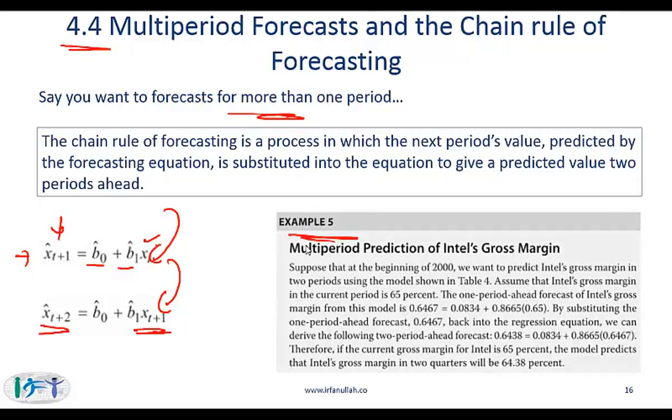Example 5 is a short and sweet example which illustrates the chain rule. I'll have you go through this, but you ran the regression. So with a given value of x, you can predict x in the next period, and then that next period is plugged into the same equation to predict 2 periods out. Fairly straightforward. I'm sure you can read this and understand what's going on.